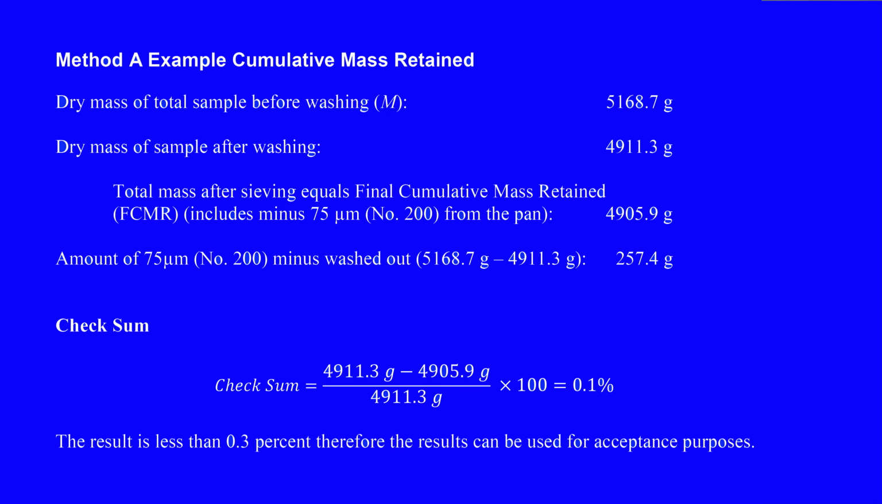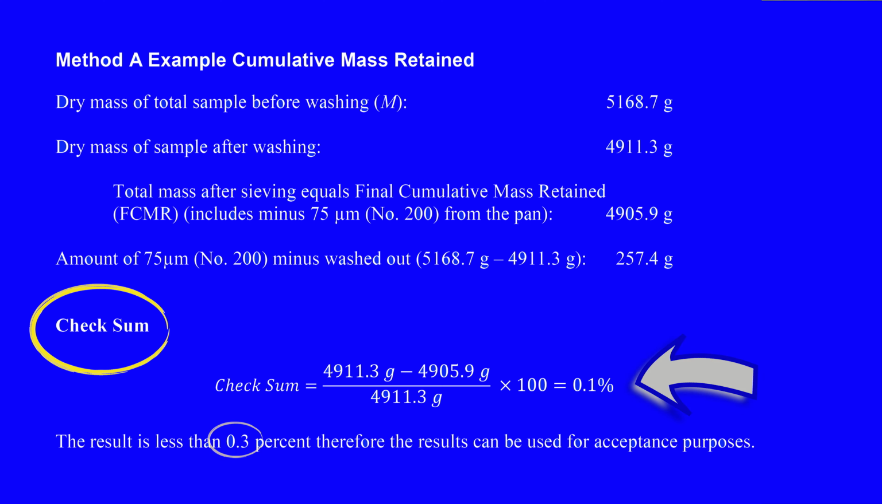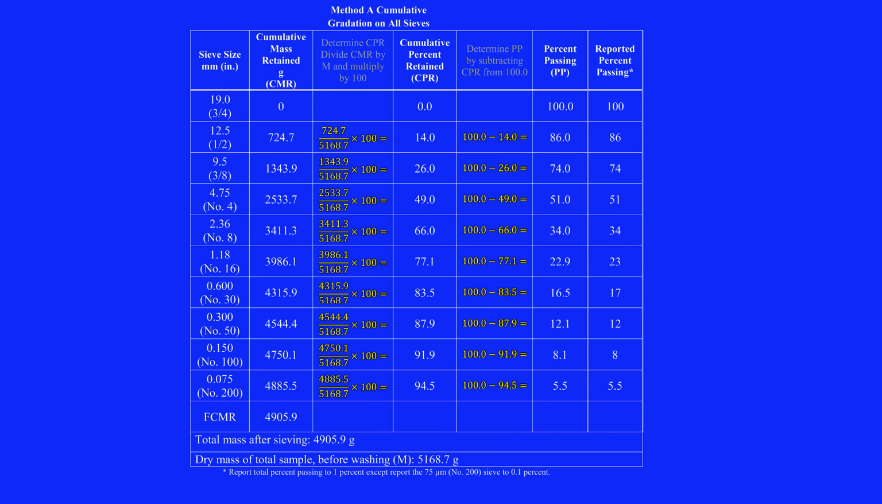This is an example of how you calculate cumulative mass retained. First, perform the checksum, making sure the after sieve mass is within 0.3% of the wash dry mass. If it is larger, the results cannot be used. Next, for each sieve, take the cumulative mass retained and divide it by the total sample mass, then times it by 100. Take that number and subtract it from 100 to get the percent passing. Calculate this for all the sieves recorded.